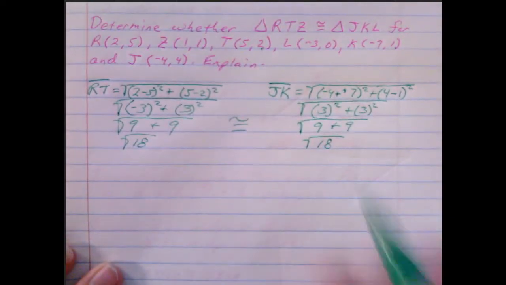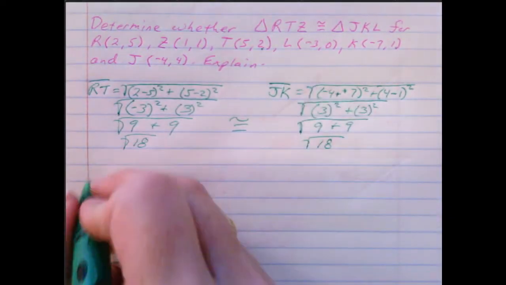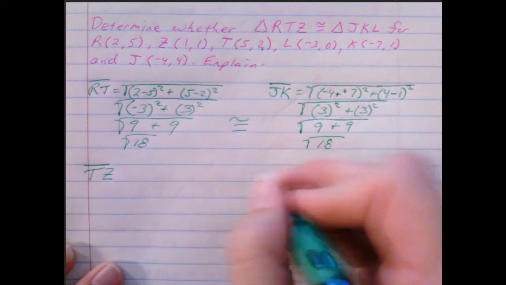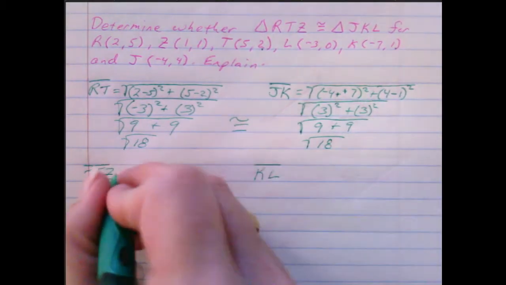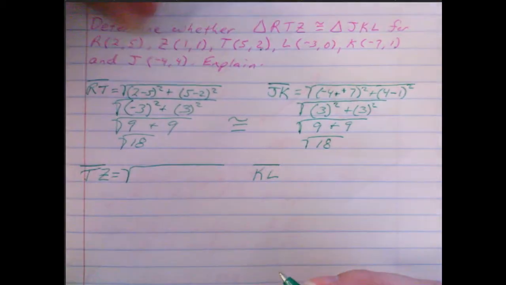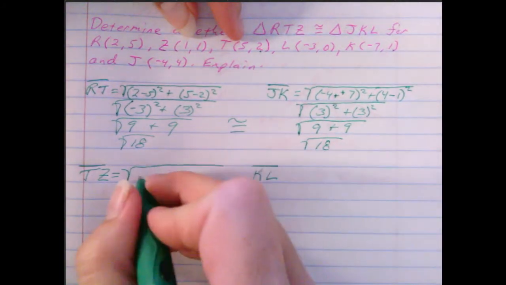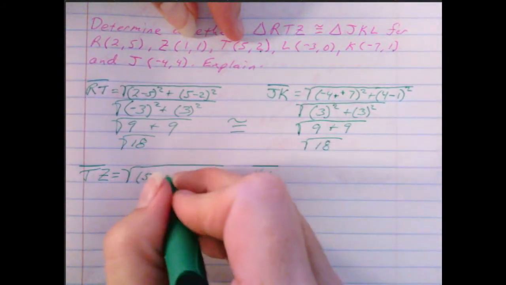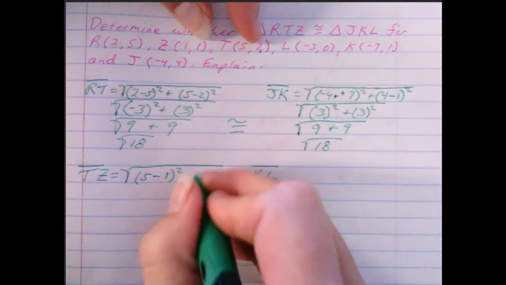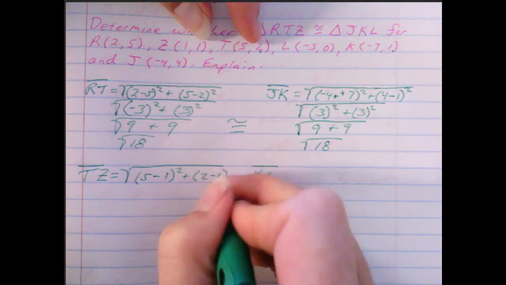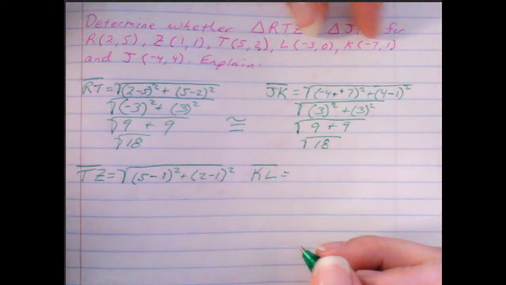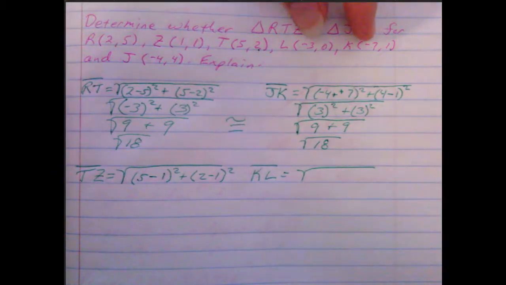Okay. The next one is going to be TZ. TZ goes with KL. So square root symbol. We're looking at T and Z. So right here are x's. So T is 5 minus 1 squared plus our y values, which is 2 minus 1 squared. And then for KL, KL are here. So we have square root symbol.